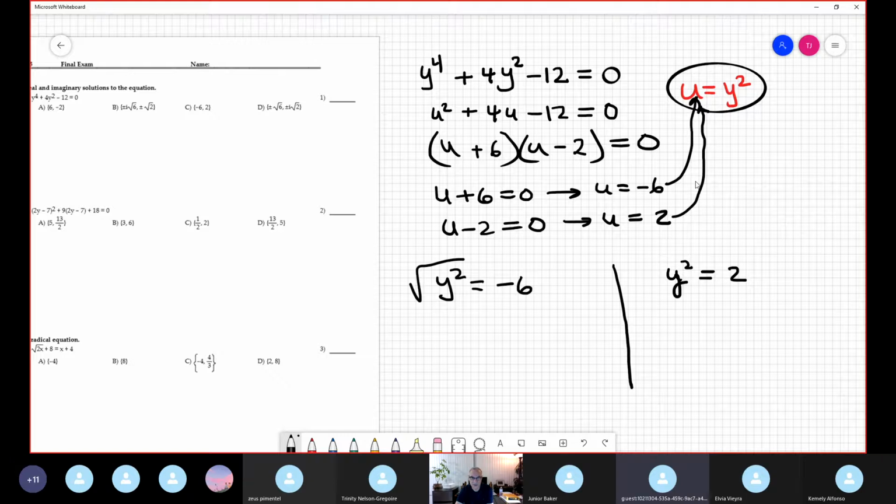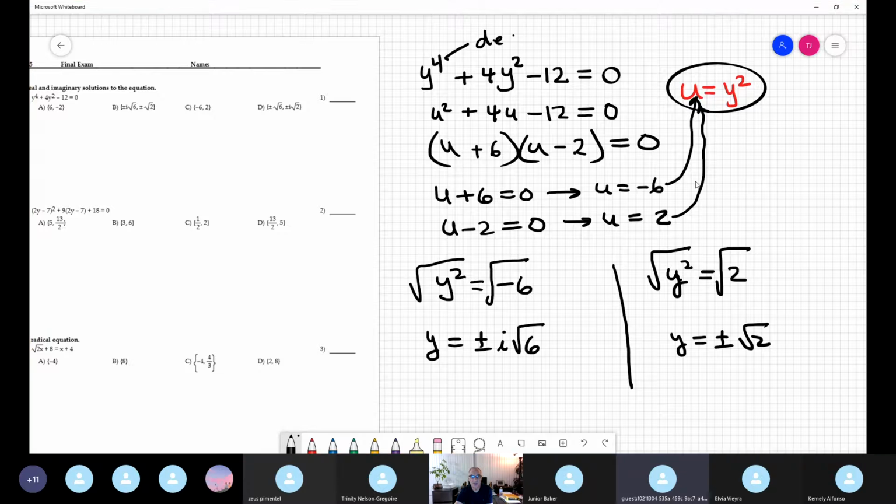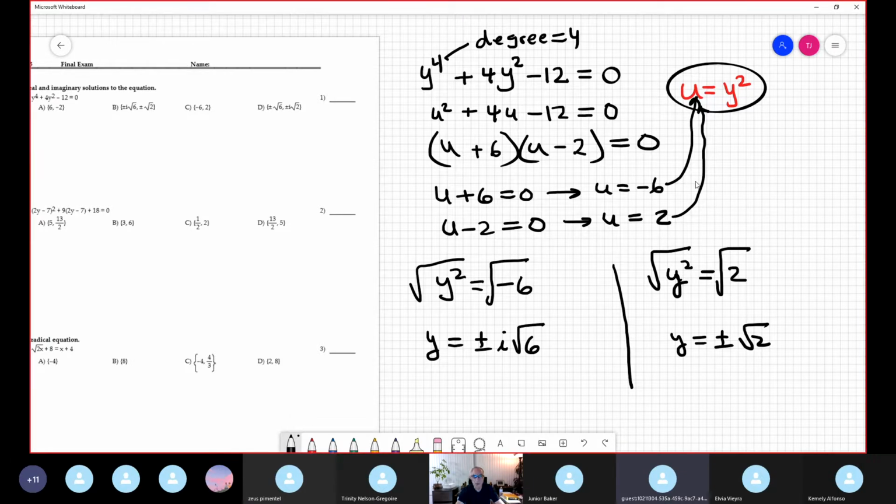Okay, ready. This is an easy quadratic equation. You apply the square root to both sides. Y alone is equal to plus or minus i radical 6. Remember, it's a negative inside the radical, so it's imaginary. Here it's real: plus or minus radical 2. We have 4 solutions, which is obvious. We expect that because the degree of this equation is 4. A polynomial equation of degree 4, we expect 4 solutions. So plus or minus, I suppose it's B.